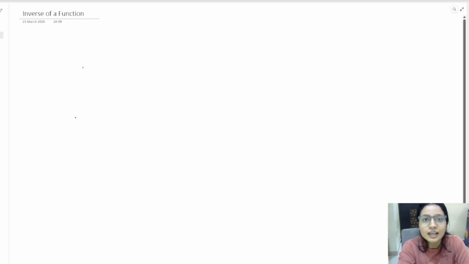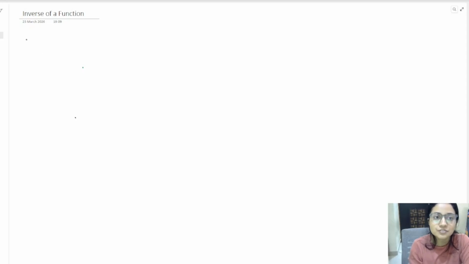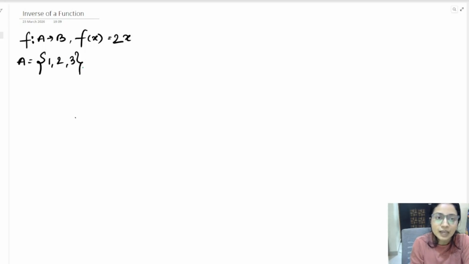Hello everyone. Let's see what is the inverse of a function. Suppose we are having a function f from set A to B such that f of x is equal to twice x, where set A has elements, let's say, 1, 2, 3, and set B has elements 2, 4, 6.